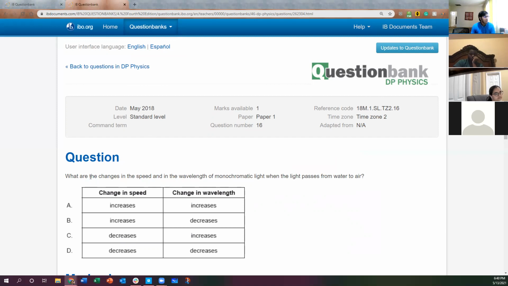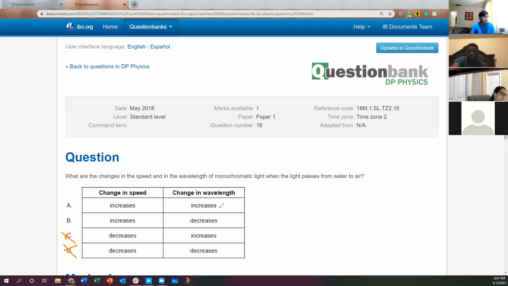What are the changes in speed and in the wavelength of monochromatic light when it passes from water to air? Okay, so what happens? I know speed we can immediately do. If light is going from water to air, what happens to the speed? Wouldn't it increase? Yeah, it would increase, because air is faster than water for light, right? So we can get rid of C and D.